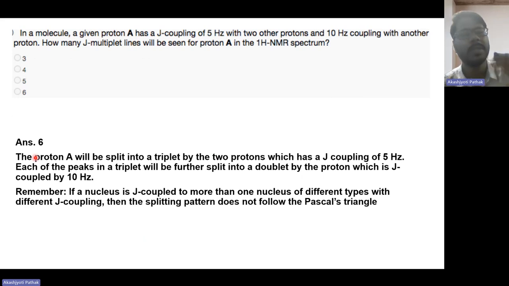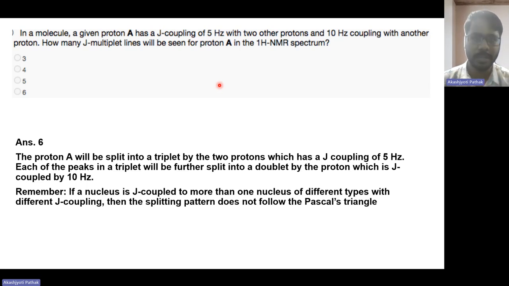In a molecule, a given proton A has a J coupling of 5 Hertz with two other protons and 10 Hertz coupling with another proton. How many J multiplet lines will be seen for proton A in the proton NMR spectra? So there is a proton A. Today I do not have this writing pad. You have a proton A, right? It is J coupled to two protons, and the coupling constant between them is 5 Hertz.